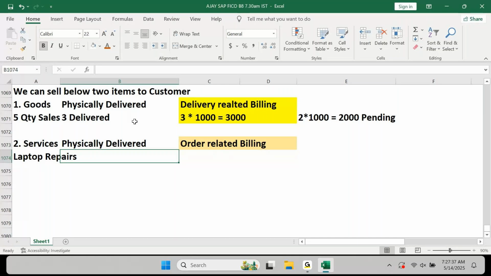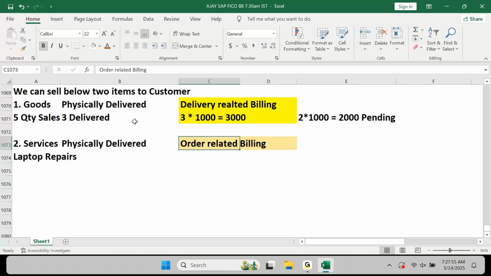Yes, sir. Service purchased means gone. That's it. Because I cannot say I did not receive it, because I cannot prove that I did not receive it. A product, I can prove it. And that's where you need to understand order related billing and delivery related billing.